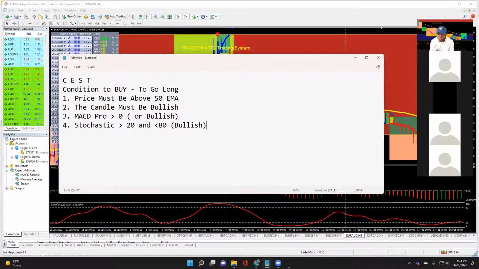So once you have these four conditions in place, then you begin to look for opportunity to go long. Number one, the price is above 50 EMA. Number two, the candle is bullish, and you might even have the box is bullish. But sometimes you might enter the trade before the box begins to form. Then number three, MACD Pro is greater than 0. Then number four, stochastic is also greater than 20 and less than 80. Let's quickly take a look at what that means.